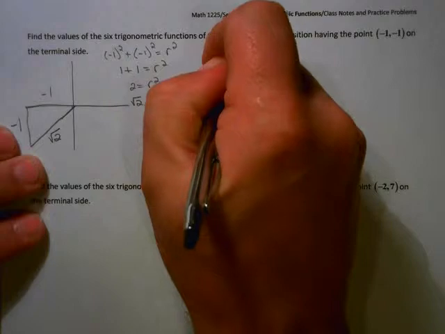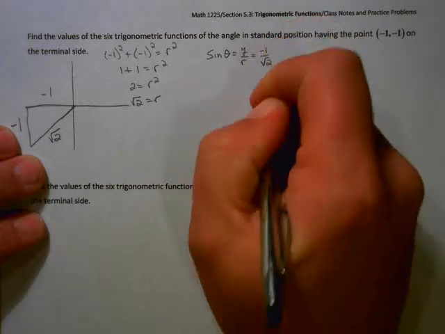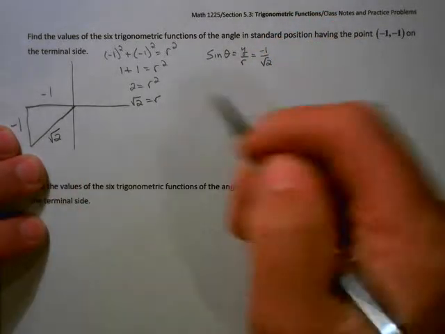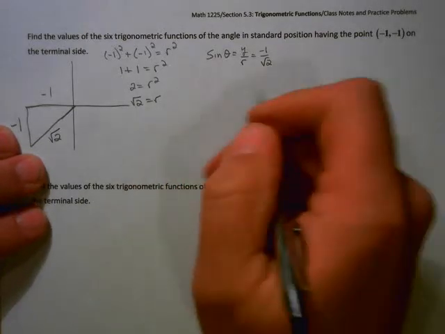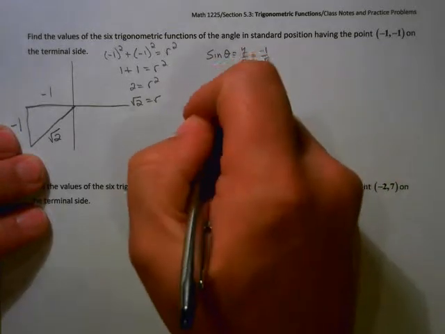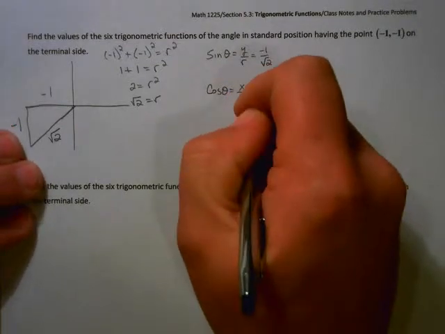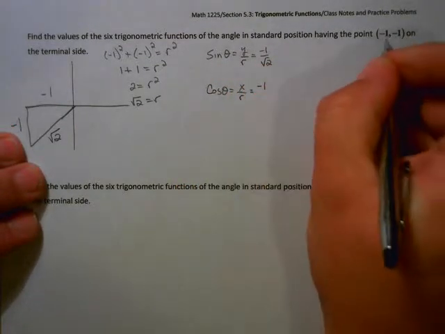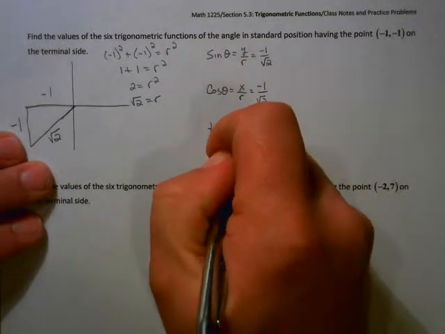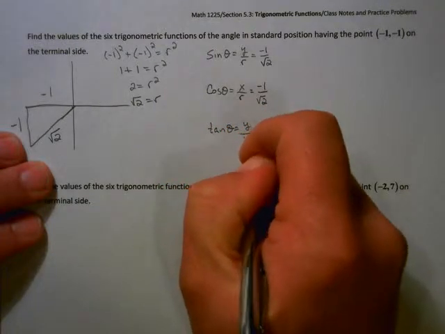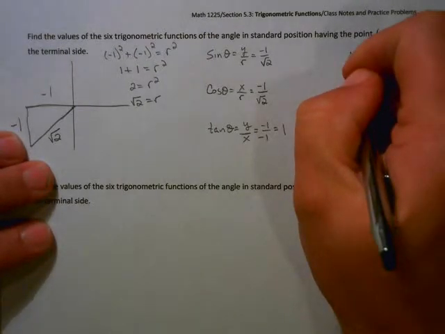So now sine theta equals y over r, negative 1 over the square root of 2. But we can't leave a square root of 2 in the denominator. But I'm going to leave it there for right now. I'm going to come back and rationalize that when I'm done. So cosine theta is x over r, which is negative 1. My x is negative 1 over the square root of 2. And tangent theta is y over x, which is negative 1 over negative 1, which is positive 1. Now I'm going to leave some room.